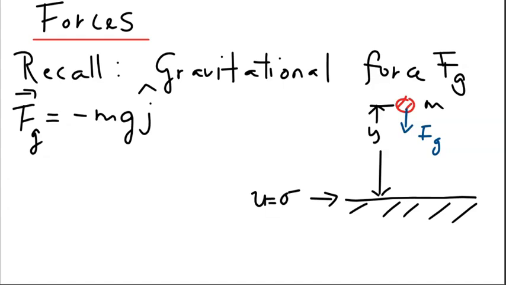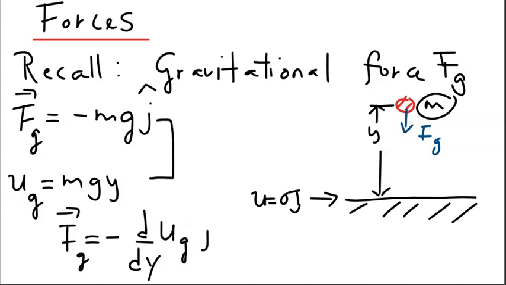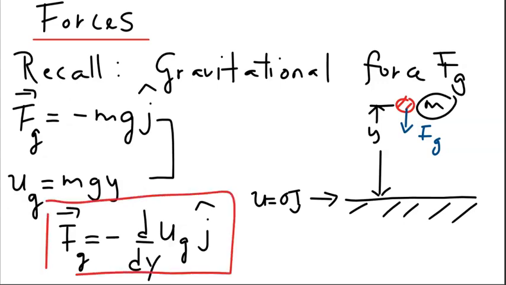A few minutes ago, we also said if we take the potential energy at the ground to be 0 joules, then the gravitational potential energy of this mass at that height is given by simply m times gravity times that height. Now when you compare these two expressions, immediately you see that the gravitational force can be expressed as minus y derivative of that potential energy function, with of course the j hat there. So in this example, the force is related to the potential energy function like that.